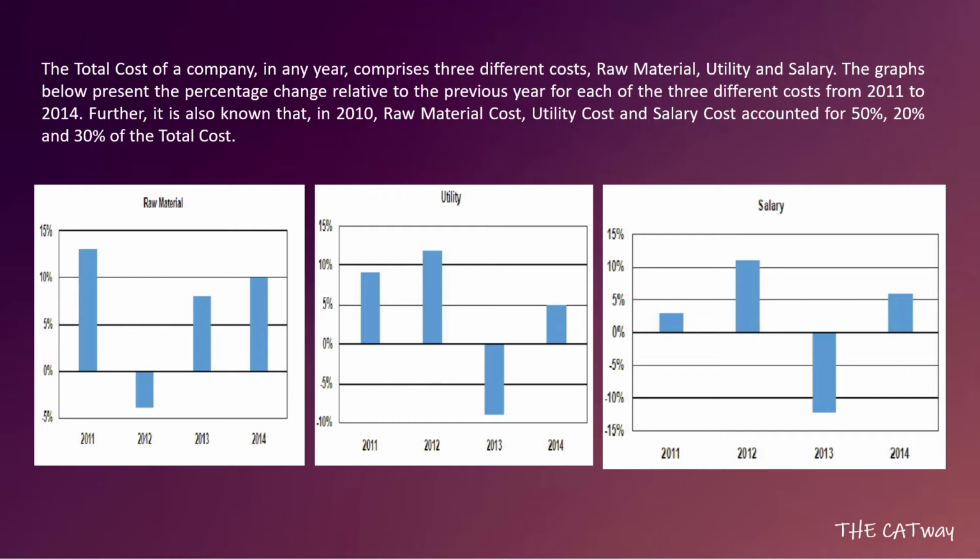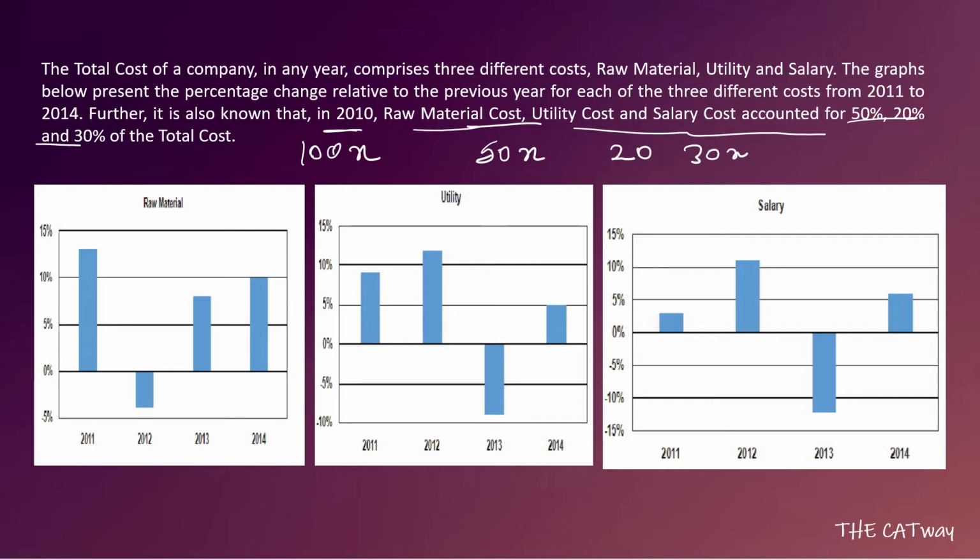So this is again a very easy set, and what you have to do is you just have to find out different values. What we have been given is that in 2010 the raw material, utility cost and salary accounted for 50, 20 and 30% of the total cost. Because we know that the total cost is composed of only these three materials, we can take the total cost as 100x. And if the total cost is 100x, we can say that raw material is 50x, utility is 20x, and salary is 30x.